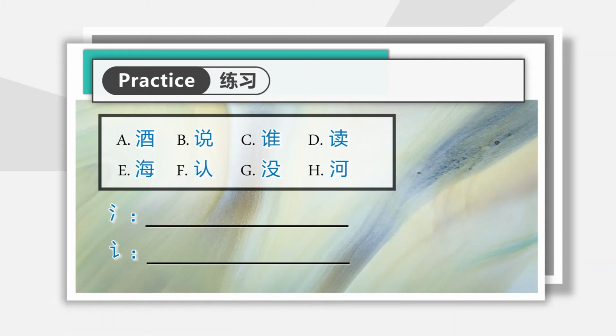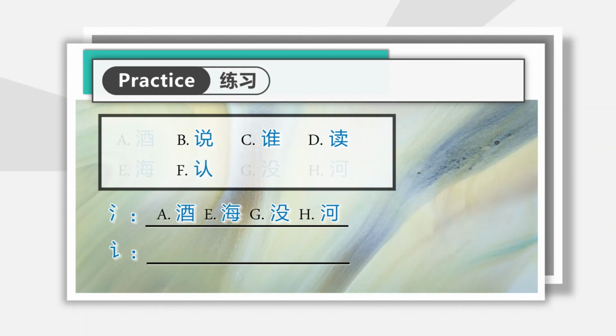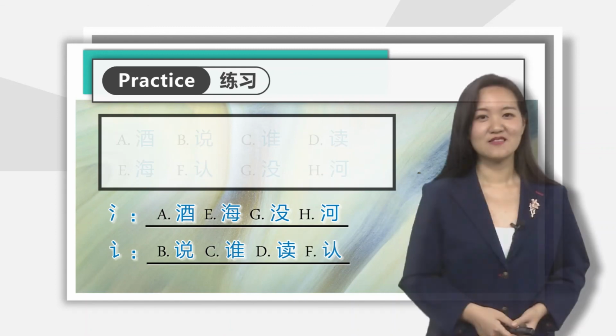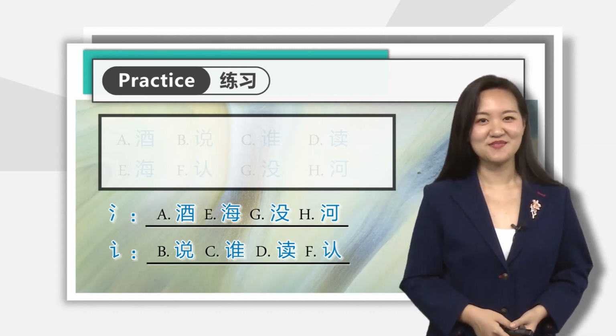Let's check out the answers together. 三点水 A. 酒 E. 海 G. 墨 H. 河 言字旁 B. 说 C. 谁 D. 读 F. 认 Did you get it? Excellent!